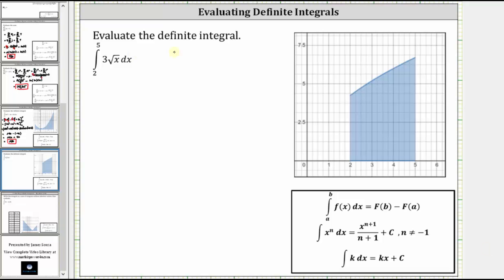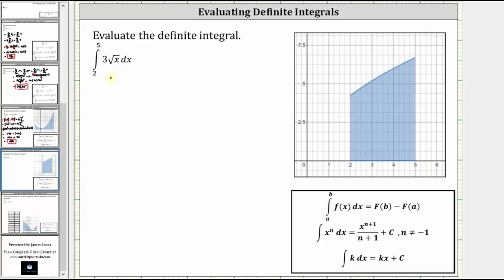We're asked to evaluate the definite integral. I've already graphed the integrand function f of x equals 3 times the square root of x on the right over the interval of integration, which is from 2 to 5. Notice how the function is non-negative over this interval, which means the value of the definite integral is equal to the area bounded by the function and the x-axis over this closed interval.